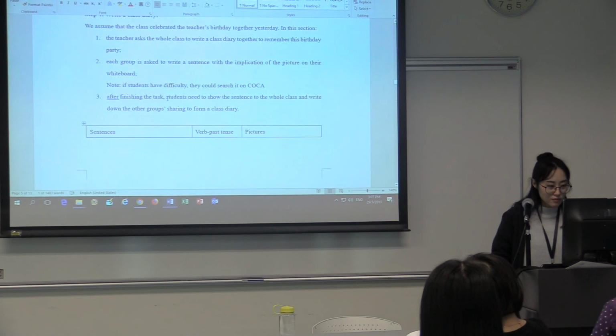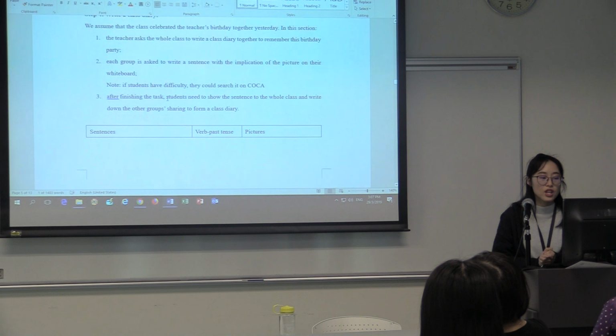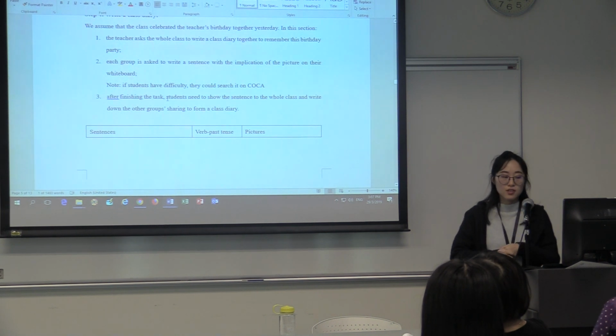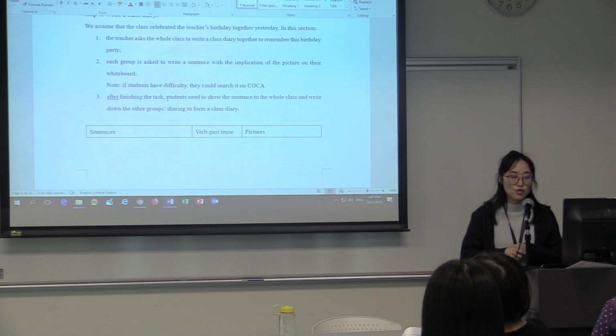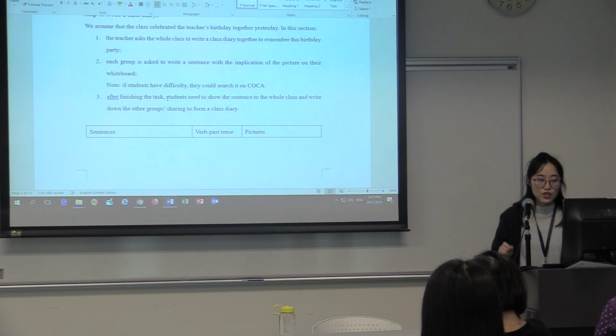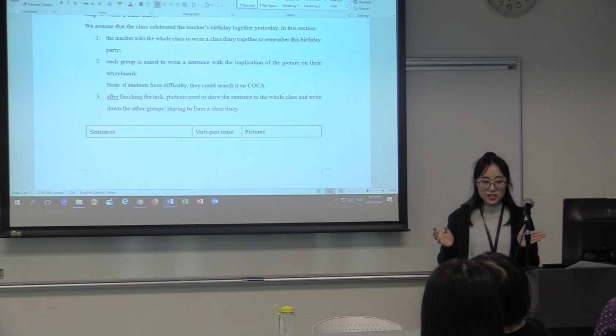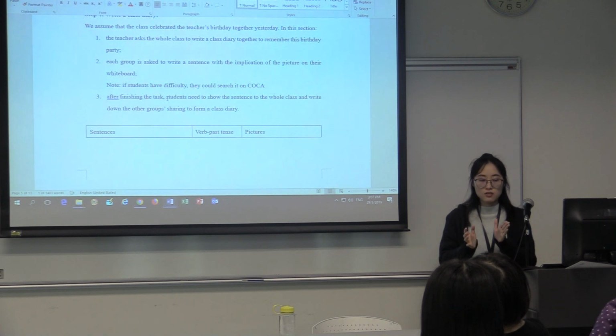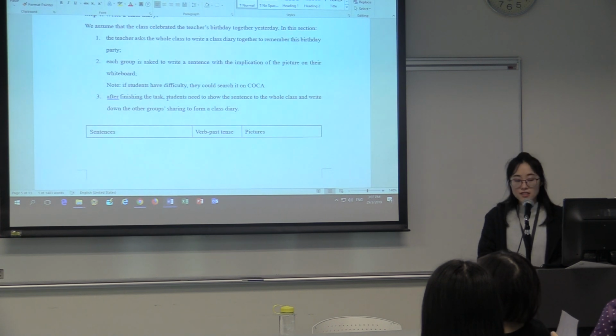After finishing this task, students need to show the sentences to the whole class, and they also need to write down the other groups' sentences. Then every student can form a whole class diary. This is for the first day.